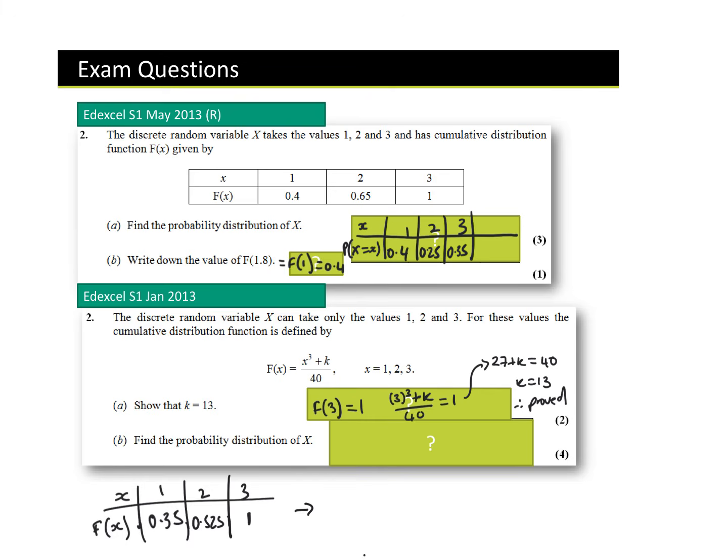What we want is, it clearly states, the probability distribution. So we're going to have x, and we're going to have P of X equals x. Again, our only outcomes are 1, 2 and 3. We know the first one's 0.35. 0.525 minus 0.35 is 0.175. And then 1 minus 0.525 is 0.475. And that is how we get the 4 marks.